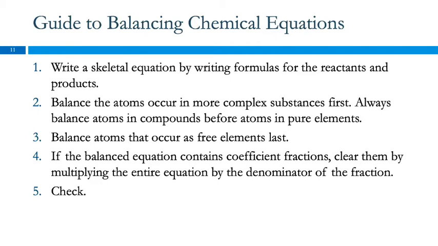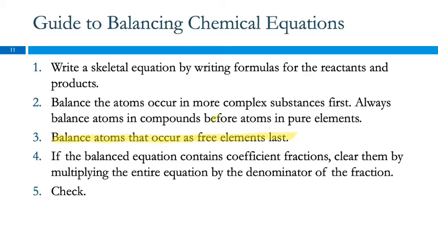Then you're going to balance the atoms, and this is where things kind of go in different ways. I can give you a guideline of where to start, but I can't give you a set of rules that will work every single time and make it quick and easy. So the recommendation here is to balance atoms that occur in more complex substances first, balance atoms in compounds before atoms in pure elements. You always want to balance atoms that occur in free elements last.